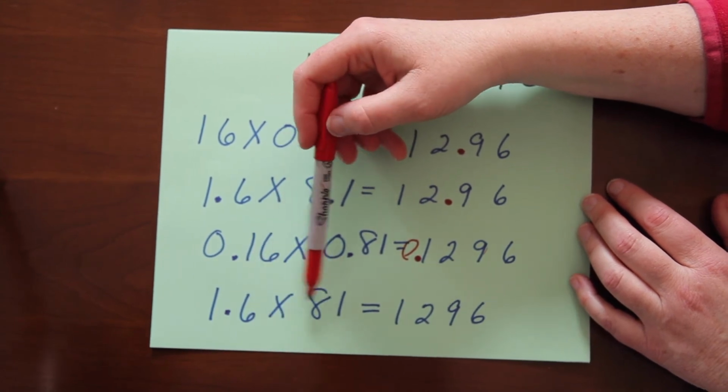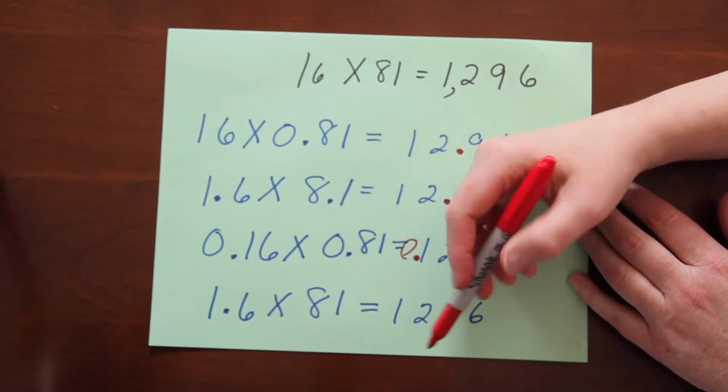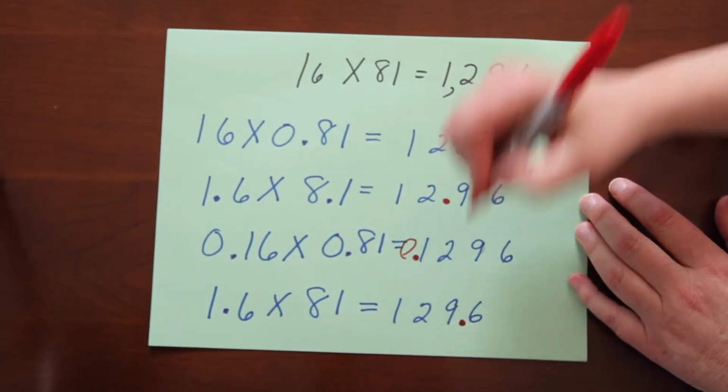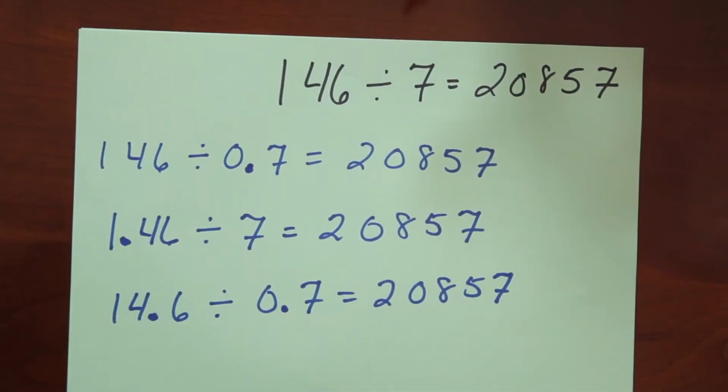If I have 1 6/10 times 81, 1 6/10 is about 1.5 times 81. So I'd have 80 plus about another 40 is about 120. So I would have 129 and 6/10.